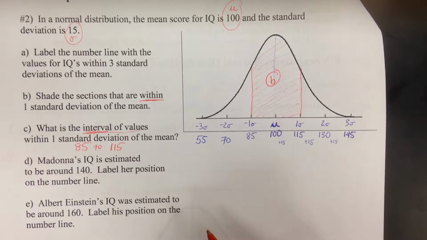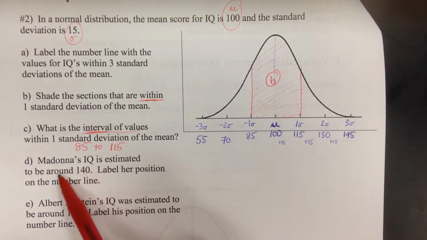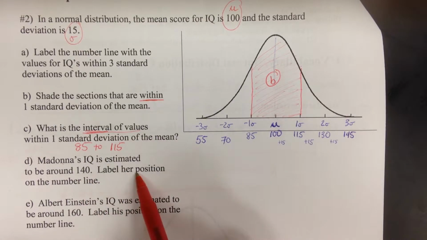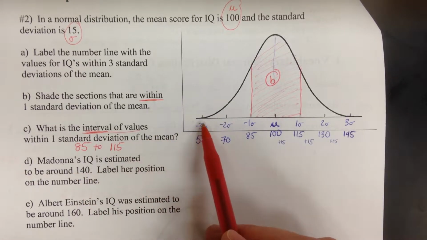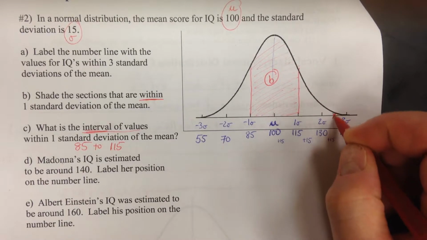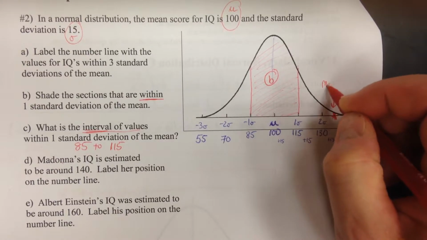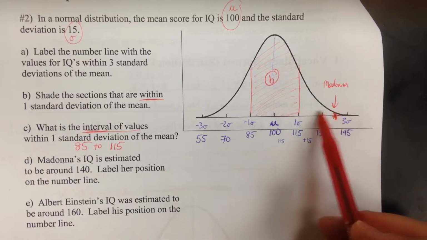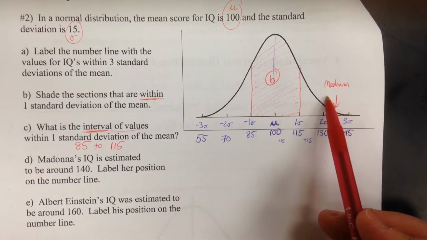Now just a couple bits and pieces of information. Madonna's IQ is estimated to be around 140. Madonna is a very intelligent woman. Label her position on the number line. So if you were going to put Madonna on this number line, 140 would be way out here. It would be between 2 and 3 standard deviations. That means that a majority of the population, most people, have a lower IQ score than Madonna does.